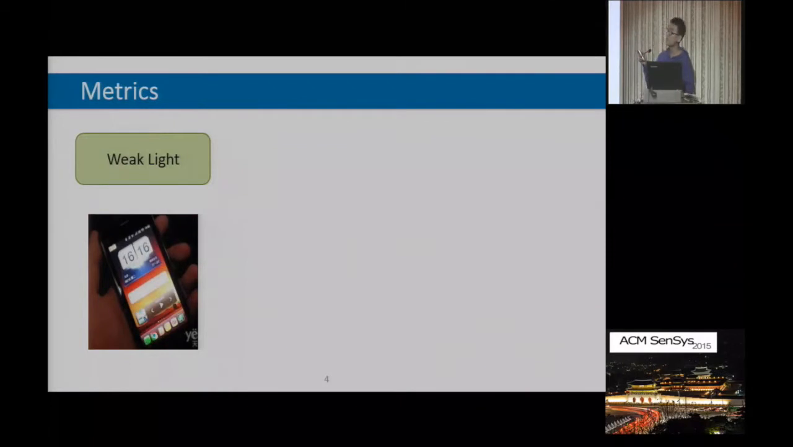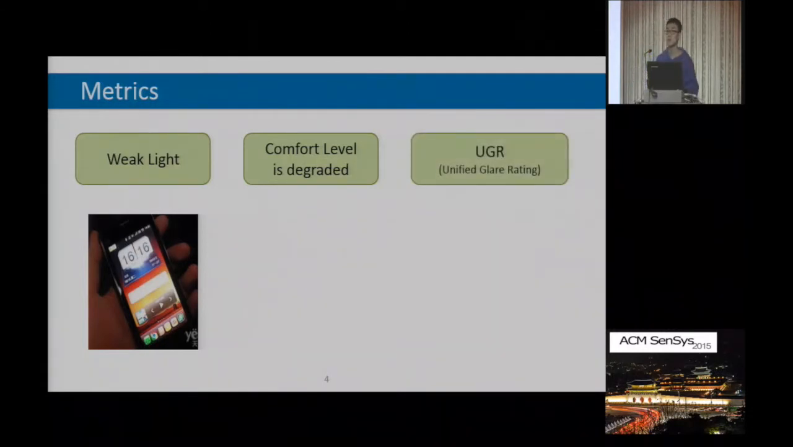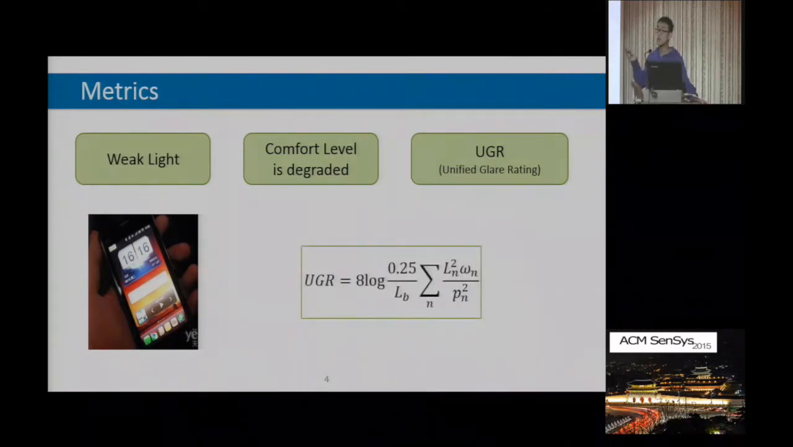And the second, for weak light, is glaring, and the comfort level is degraded. Here, I will use UGR to help. The UGR value is provided by the International Commission on Illumination. It's calculated by this formula. It's a little complex, but to make it simple, the lower the UGR is, the more comfortable it is. Usually a UGR value over 25 will make our eyes uncomfortable. So here are the two metrics I want to introduce.